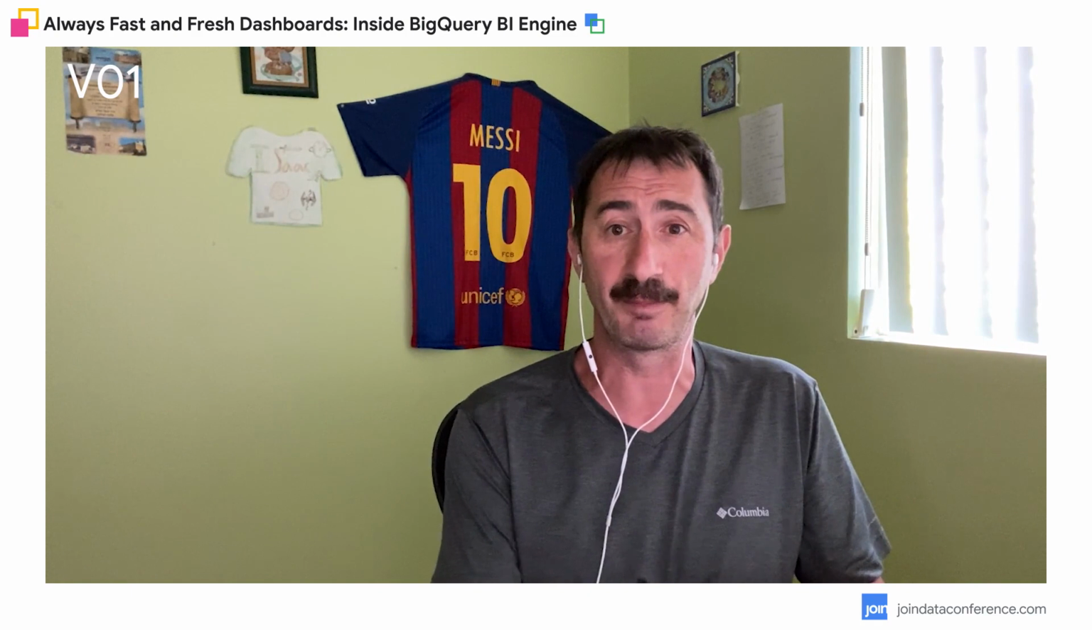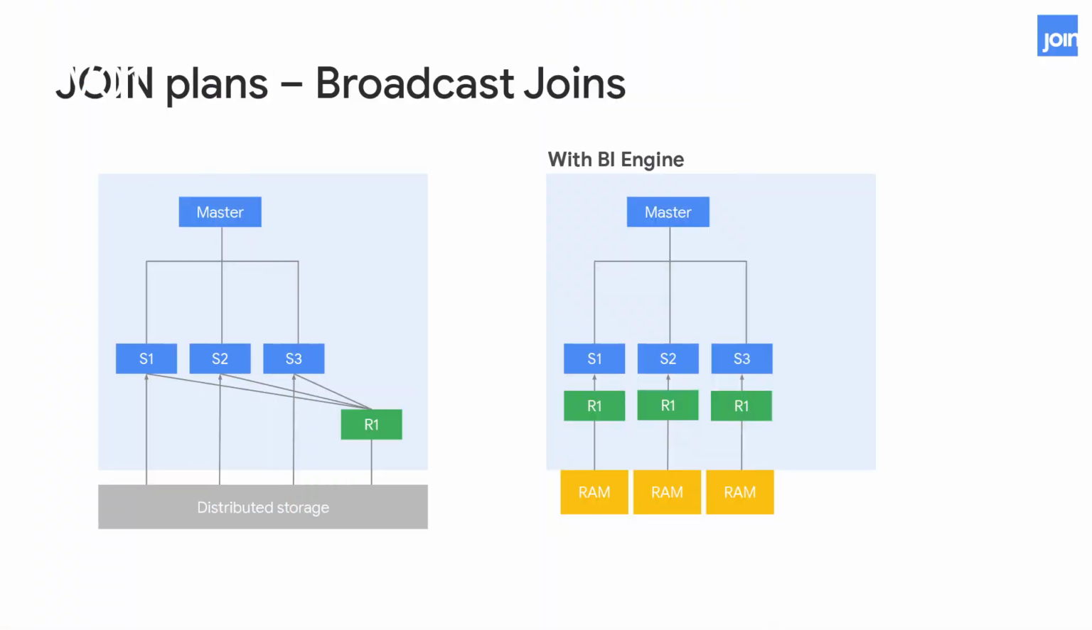Let's take a look at a more sophisticated example of joins. What you see here is the BigQuery plan for a broadcast join. It's a very typical type of join when you have a very big fact table and a small dimension table. So what BigQuery ends up doing is it takes this small dimension table and broadcasts it to all of the workers using the network, of course.